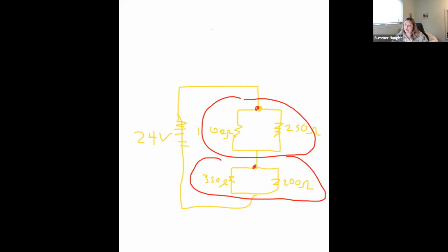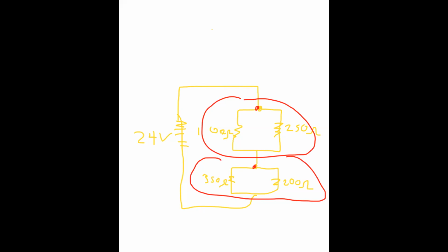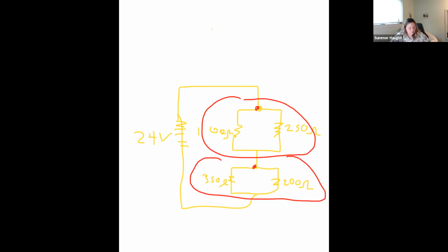You do the same thing for here. So you do 200 times 350 divided by 200 plus 350. 200 times 350 is 70,000, and then we divide that by 550, which again is just the sum. So that is 127.